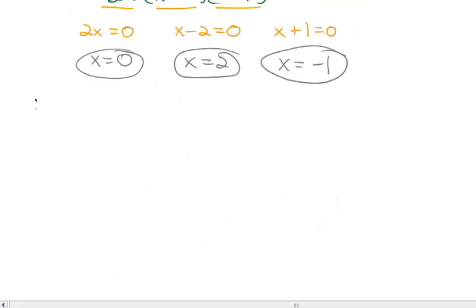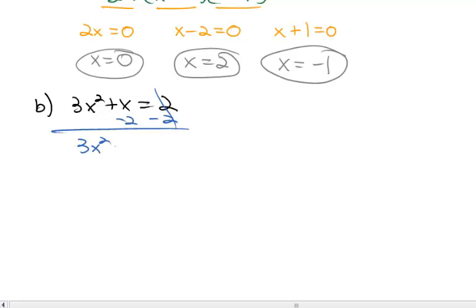Let's do another example. Let's do 3x squared plus x equals 2. One thing that we notice is different about this problem is it's not equal to 0. It's equal to 2. Whenever we're solving an equation that has both x squared and x in it, we need the equation to equal 0 before we can move on. So we'll make it equal to 0 by subtracting 2. That leaves behind 3x squared plus x minus 2 equals 0. And now we can solve by factoring.